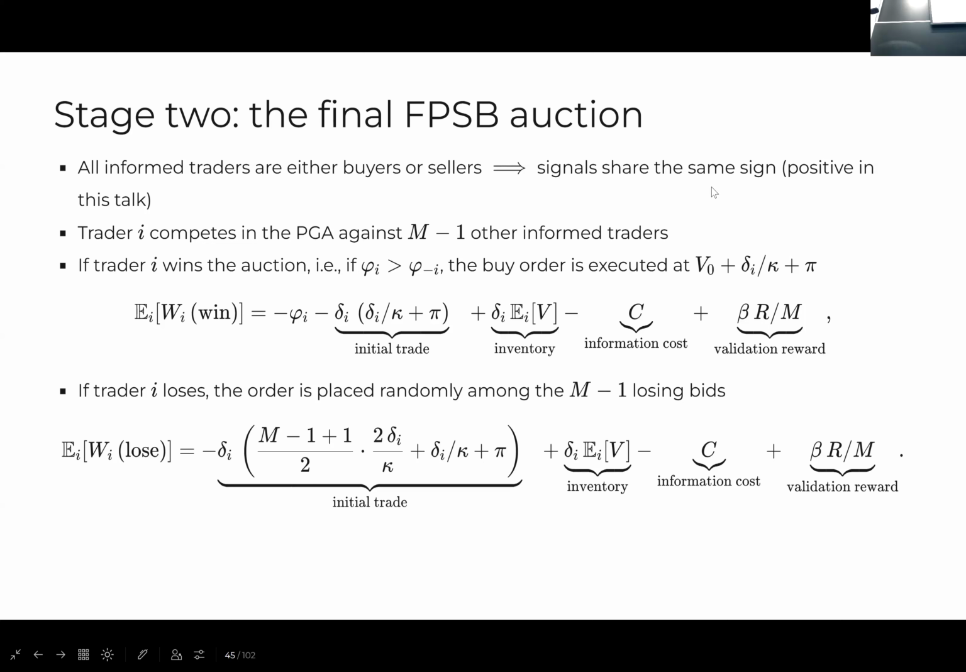Okay, I have one more question. So you don't have any other validators, right? It's only the informed traders. Yes, the informed traders are a portion beta of all validators.